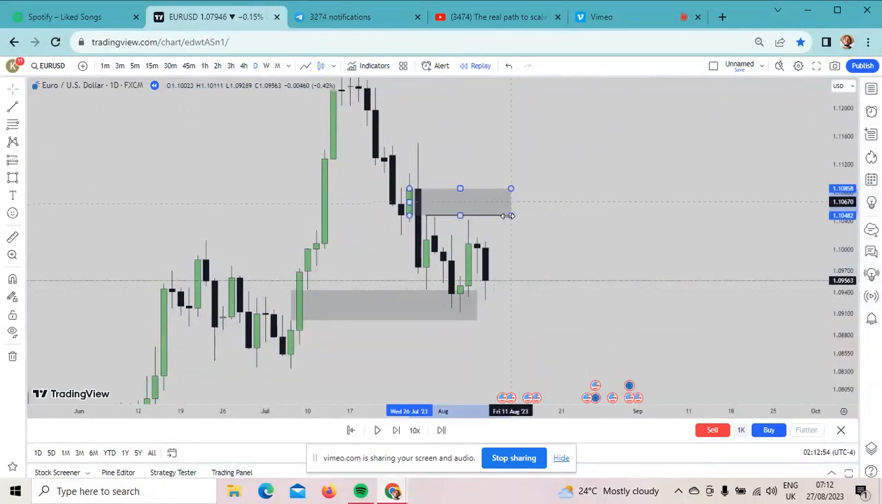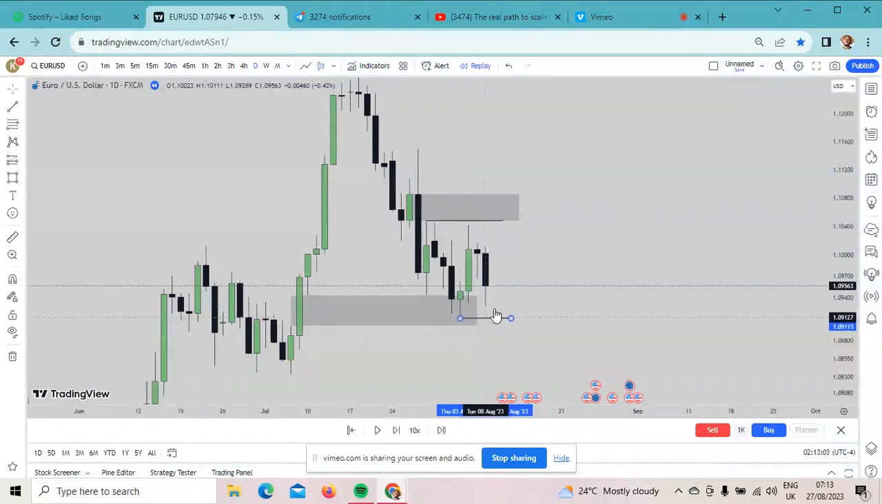There's unfinished business here. The buy side liquidity is standing here. Going down, there's also unfinished business here. There's a sell side liquidity that the price might reach out for.